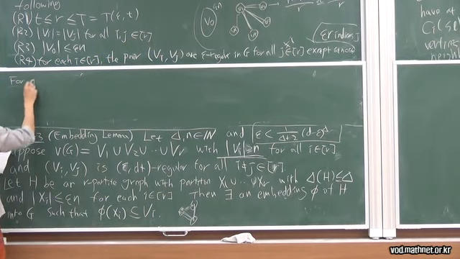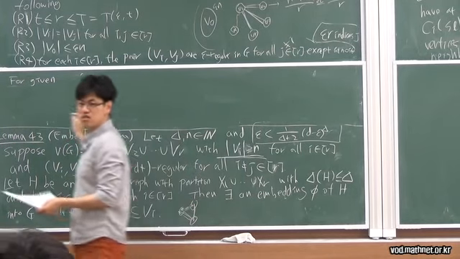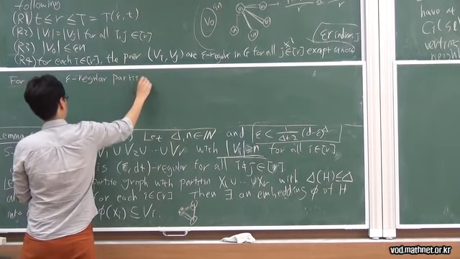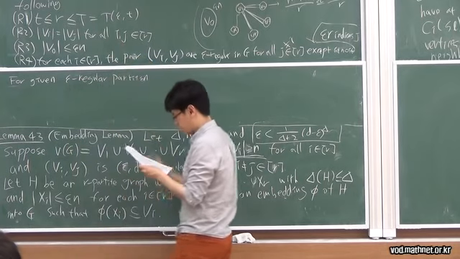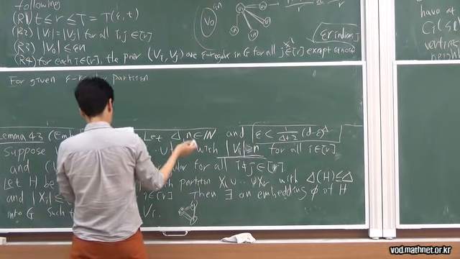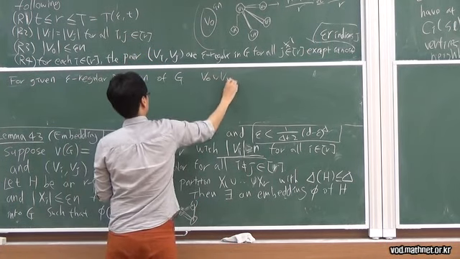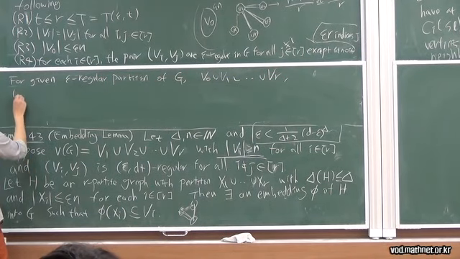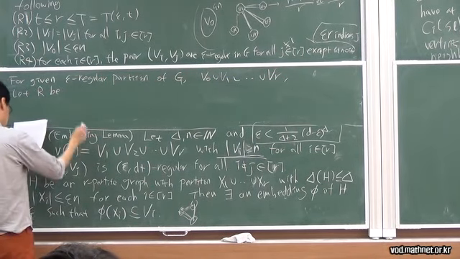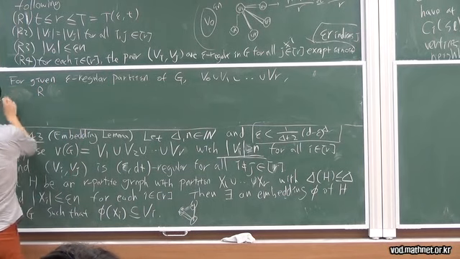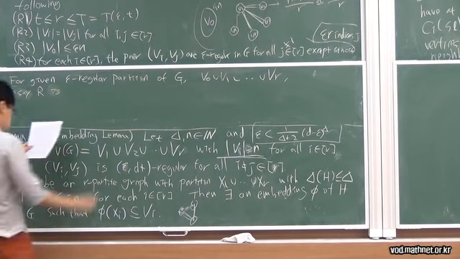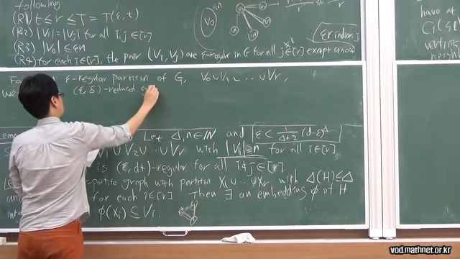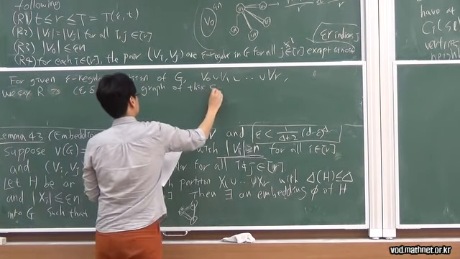Any question? So for a given epsilon regular partition, which is a partition satisfying R2, R3, R4 of G, which is B0, B1, ..., BR, we say the graph R is its epsilon delta reduced graph of this epsilon regular partition.